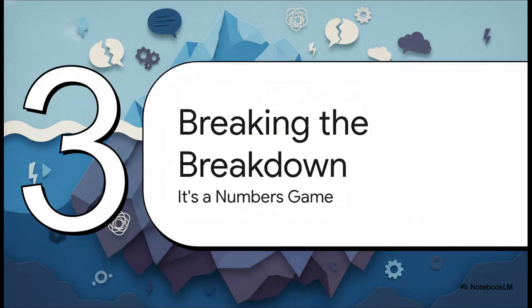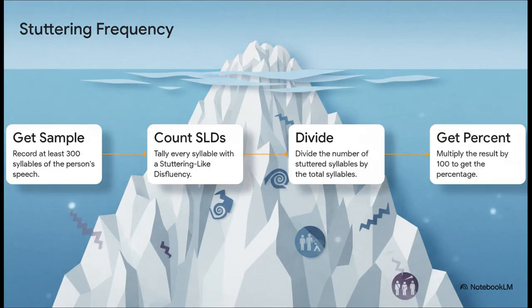Now here's what's so crucial to understand. This isn't just a vibe. A clinician doesn't just listen and say, yep, sounds like a stutter. No way. To make a real diagnosis, they rely on cold, hard data. It's a numbers game. So how do they get these numbers? Well, it's a pretty clear-cut process.